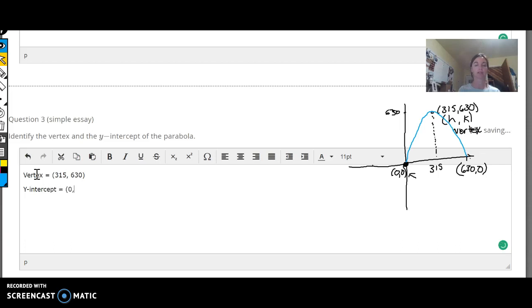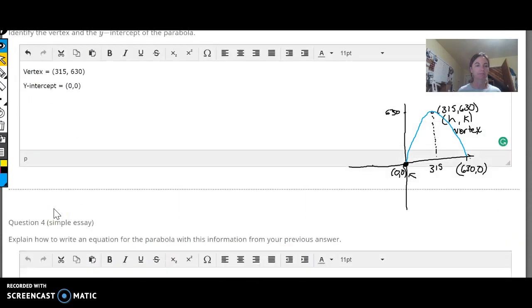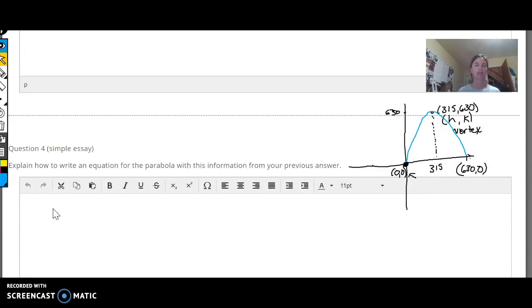Of 0 and 0. All right, so if your parabola isn't already predetermined, your moving around can kind of help you with gathering the actual equation for how y changes in regards to x. Okay. Next question, explain how to write an equation for the parabola with the information from our previous answer.